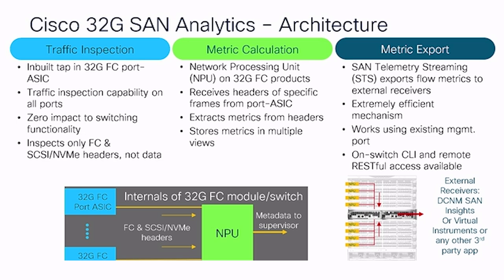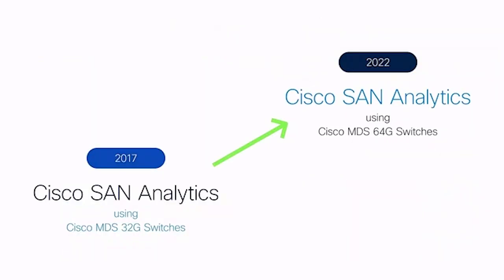It can be anything. From Cisco, we have SAN Insights. We have a partnership with a company called Virtual Instruments. Now they renamed themselves to Virtana. That is another solution, but yeah, it can be anything. I've seen customers using Splunk. Yes, you can use that. The export mechanism is an open format, and that's what enables it. So this is the architecture of 32 gig, and that's what we did in 2017.